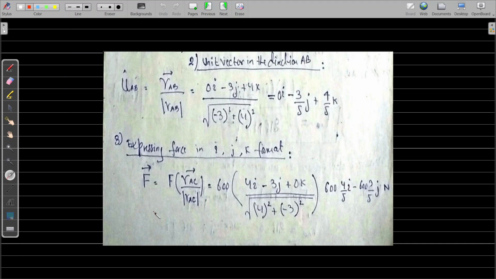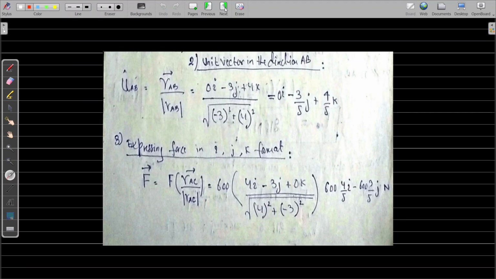And again we also have to take the mod of this position vector RAC. It will be nothing but 4 whole squared plus minus 3 whole squared. 0 will be 0, you won't need to square it. So just simplify it, and multiplying with this, you will get 600 into 4 upon 5i minus 600 into 3 upon 5j. So now you can see this magnitude F has been transformed into vector F by using this formula. Okay, and the end result is 600 into 4 upon 5i minus 600 into 3 upon 5j.